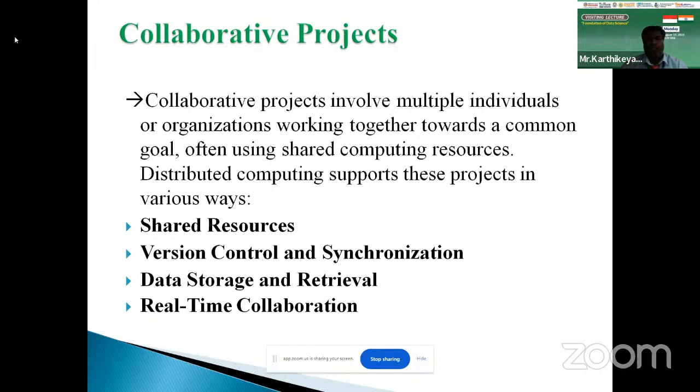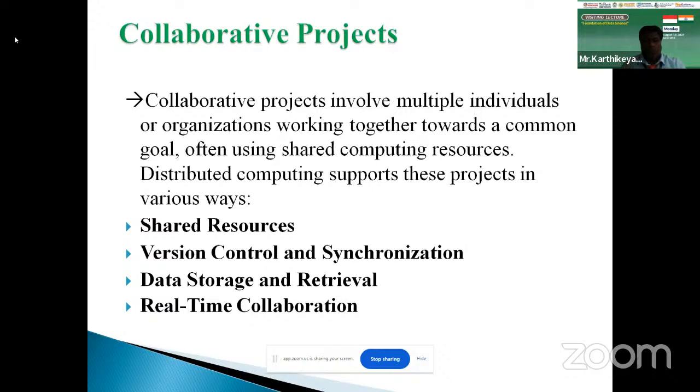And the second one is version control and synchronization. A collaborative project often requires simultaneously working on shared files or code. That is known as version control and synchronization. And the third one, data storage and retrieval.